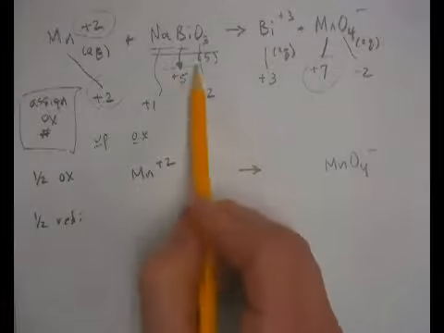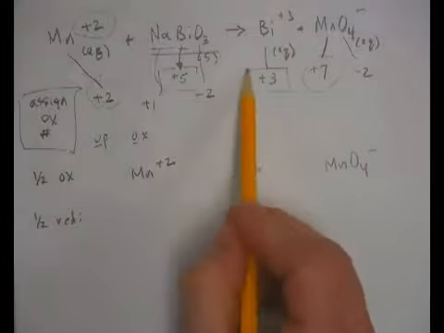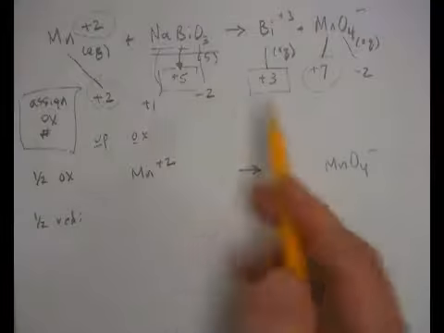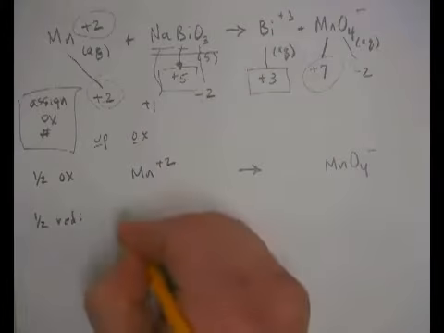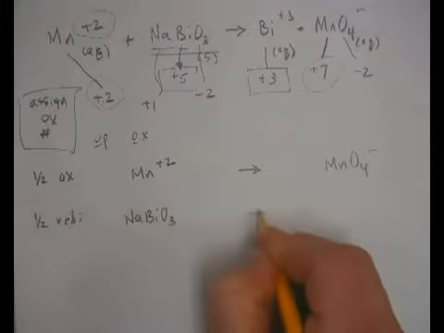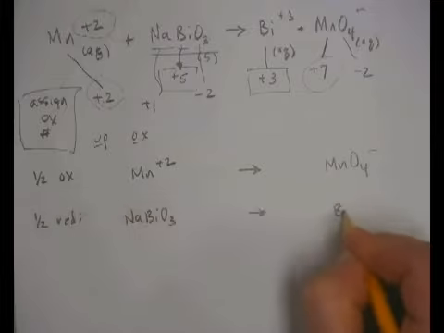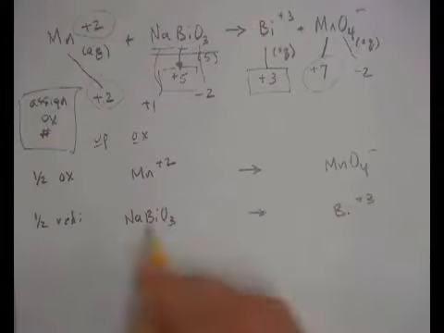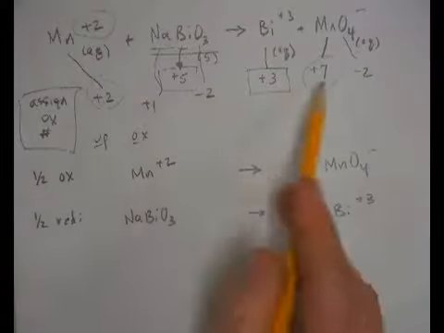And you can notice that bismuth goes from +5 to +3. It went down in charge, so therefore it was reduced. And so I'll have to take my NaBiO3 and make that arrow go to Bi3+ right here. Bismuth went down in charge from +5 to +3.